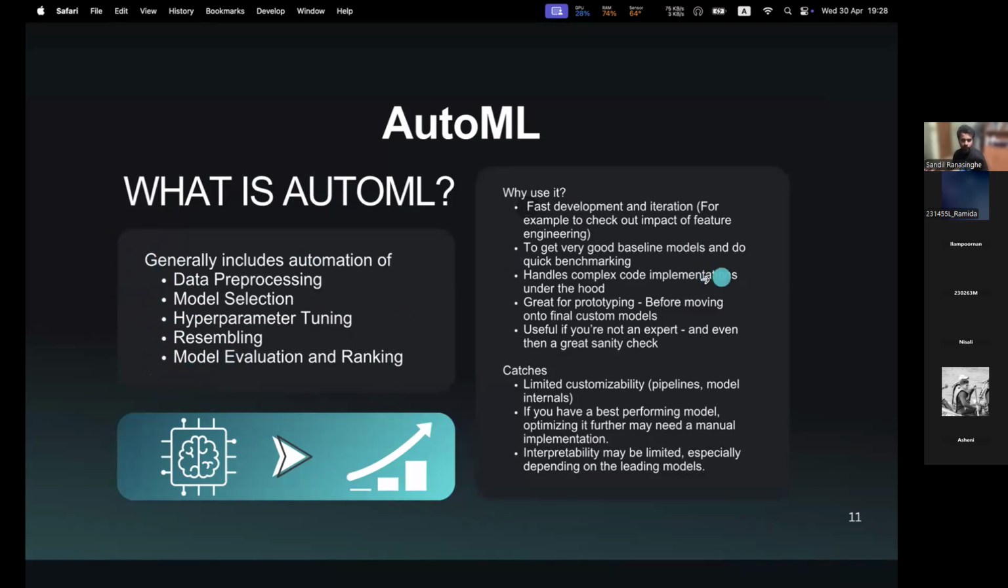So AutoML is a reference to those different implementations, those different libraries. So it can be very helpful for you. I use it first for fast development and iteration. So for example, if you want to check out impacts of feature engineering, specific features.